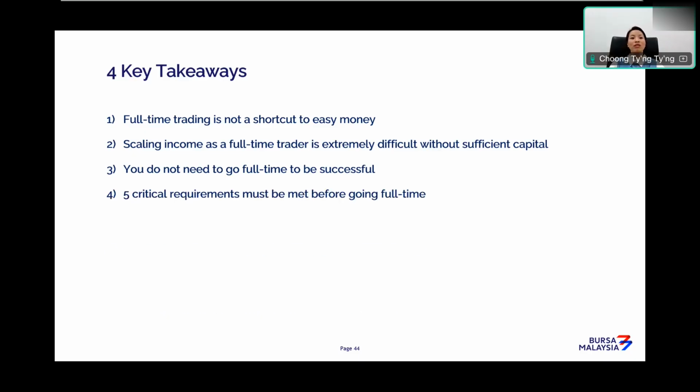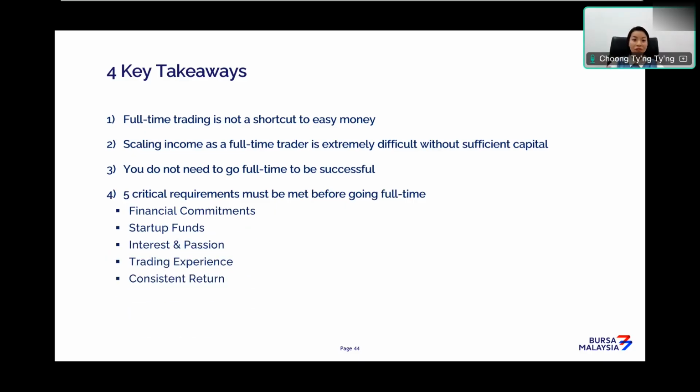And number 4, the last one, is 5 critical requirements that must be met before going full-time. This is a must, all 5 of it. So you need to prepare your financial commitments, you need to have your startup funds, your interest and passion, your trading experience, and also consistent returns.